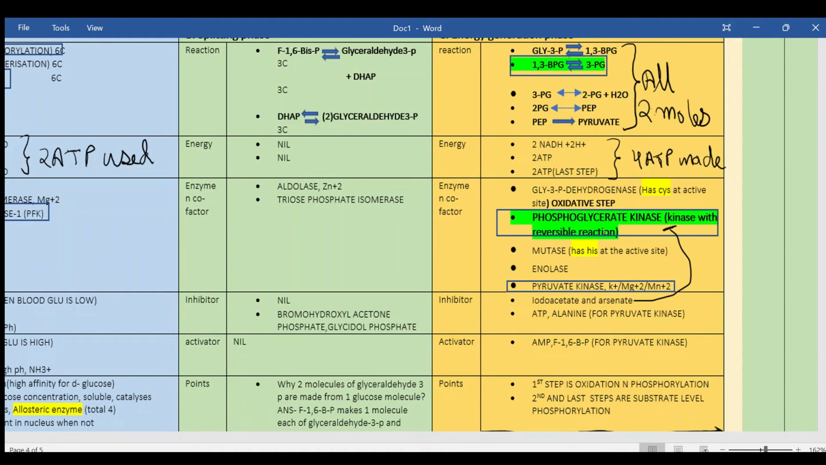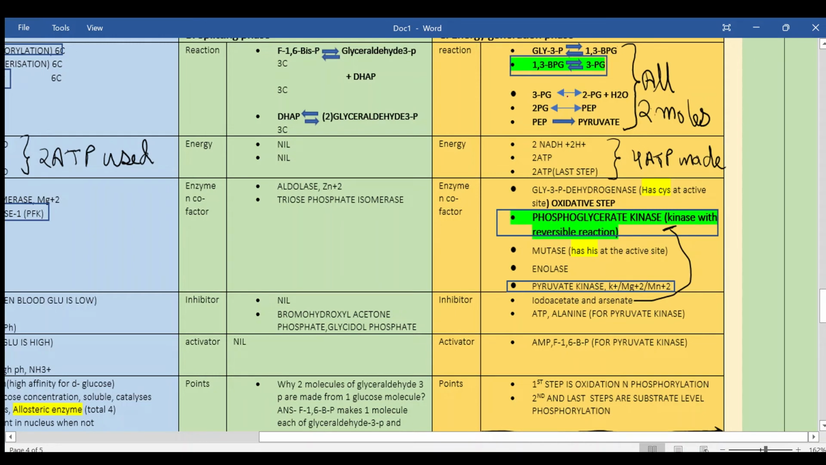But phosphoglycerate kinase is an exception here. Being a kinase, it will show a reversible reaction, that is an interconvertible reaction, and I have highlighted it here as you can see so that you remember this step and the enzyme used here. Now the third step is having mutase as the enzyme, and it has histidine at the active site.